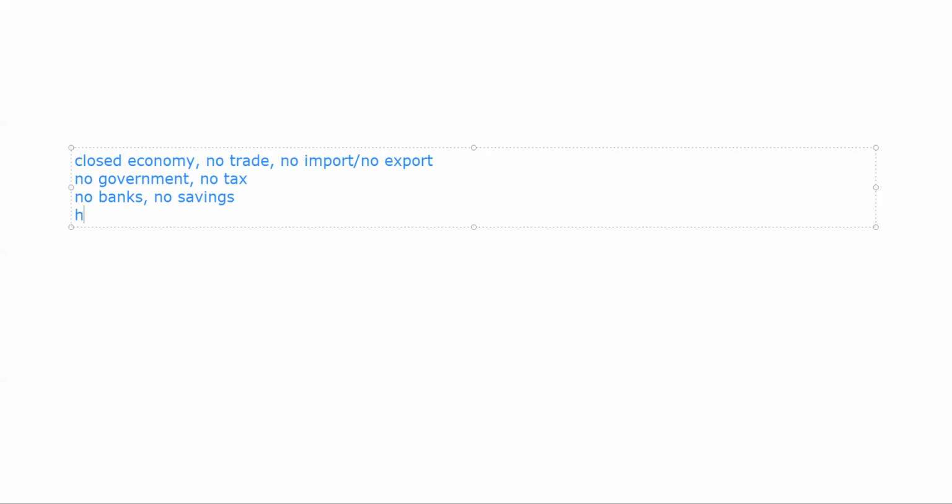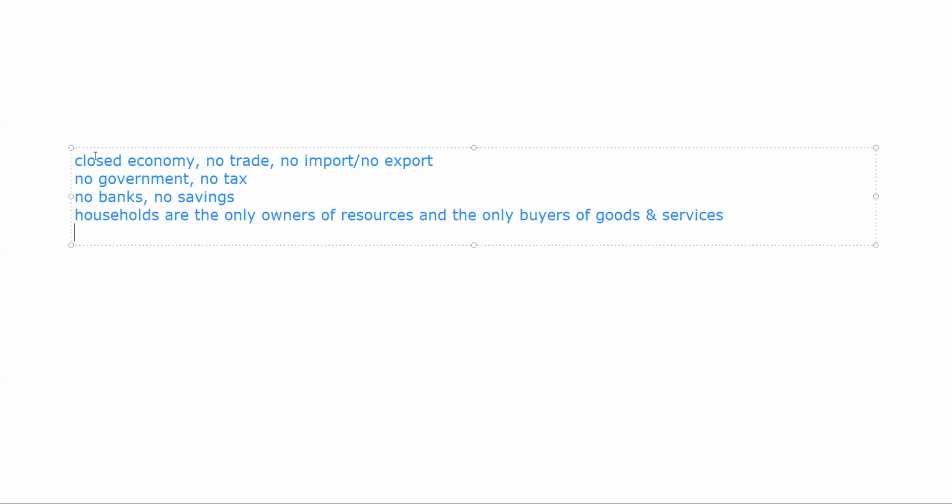Also, by assumption, our households are the only owners of resources, which sometimes we call factors of production or inputs, like land, labor, and capital, and they are also the only buyers of goods and services in this model that we have. In a more realistic version of it, the government can be one of the buyers of goods and services. We can sell our products to other countries, but that's not the case here.